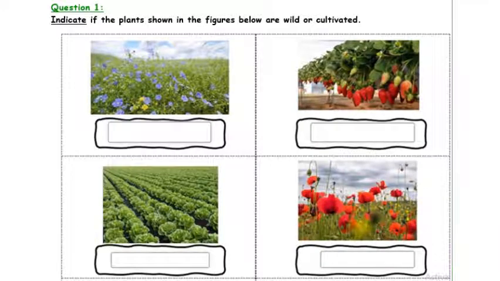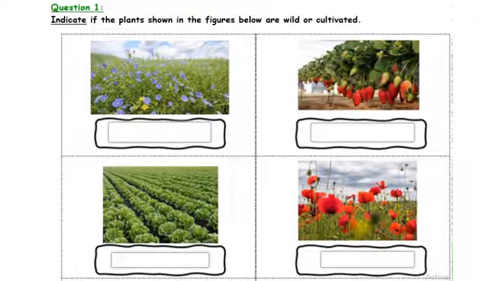Let's see if you did everything correctly. Question number 1. Indicate if the plants shown in the figures below are wild or cultivated. What's the difference between cultivated and wild plants? Cultivated plants grow with the man's care, while wild plants grow without the man's care.